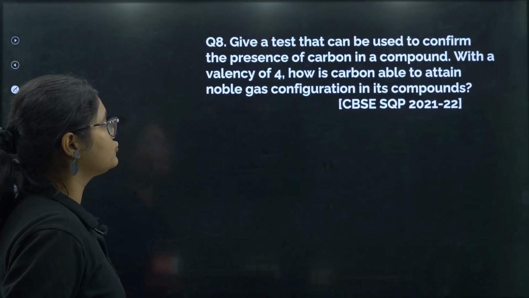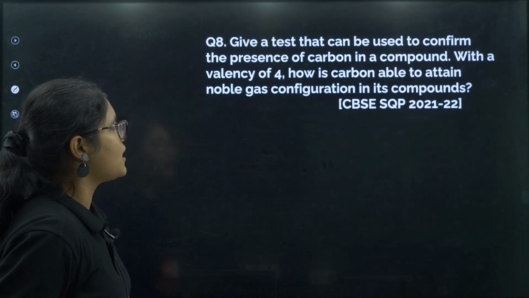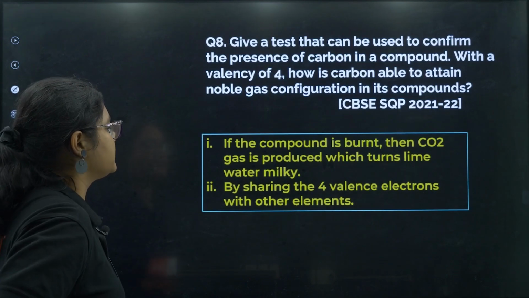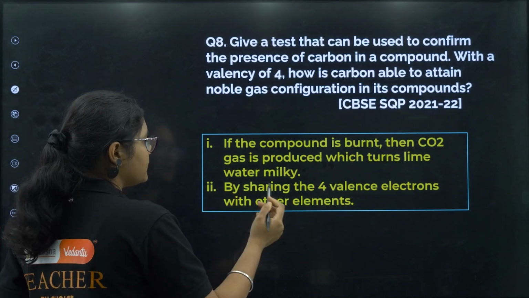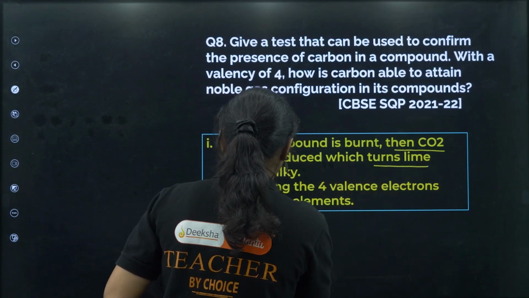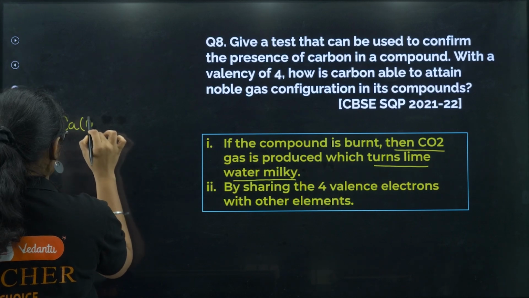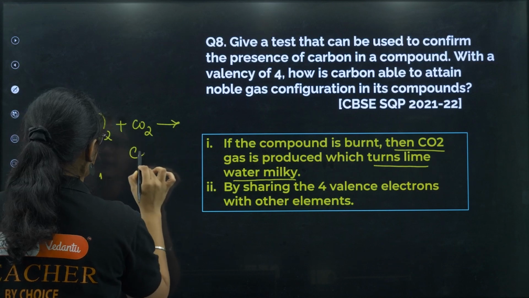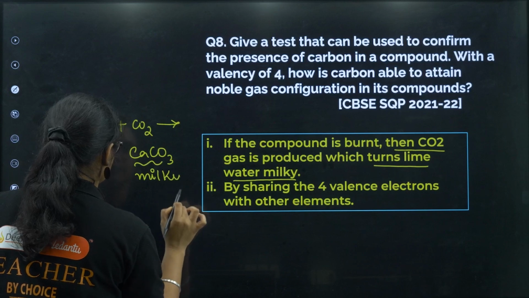Next, question number 8. Give a test that can be used to confirm the presence of carbon in a compound. So this is also a very easy question. If a compound contains carbon, if you burn it, then what we will get is CO2, and the CO2 gas produced can turn lime water milky. Okay, what is lime water? Lime water is calcium hydroxide. If you pass carbon dioxide gas through this, you will get calcium carbonate, which turns the lime water milky.